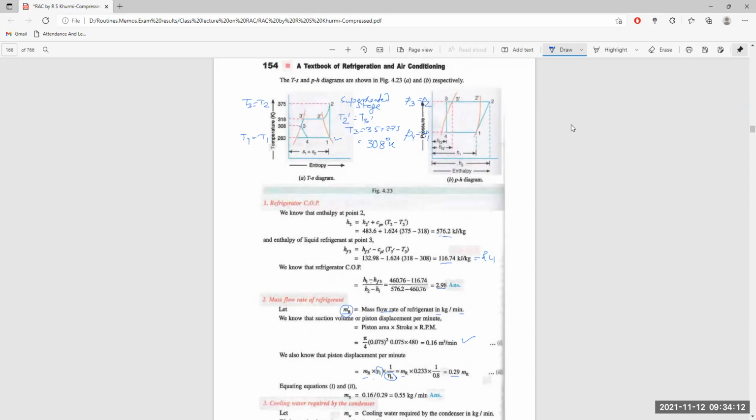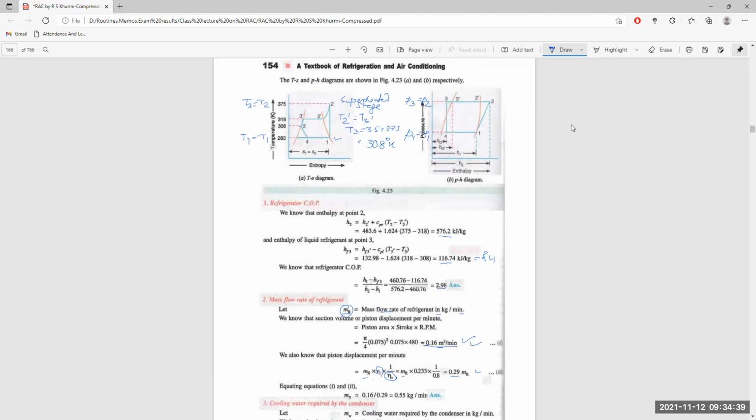So this is the piston displacement. If we equate this equation with this one, then we get 0.16 divided by 0.29 into 0.55 kg per minute itself. So what we are doing here, first we are producing the maximum piston volume of refrigerant that the compressor can supply.